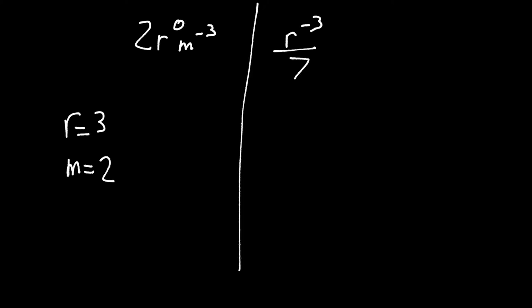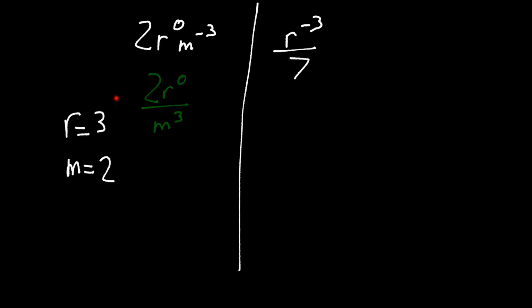Alright, hopefully you tried them. For the first one, I want to first make sure my exponents are positive, so that means I'm going to have to take whatever this negative 3 is attached to and move it to the denominator. Well, it is attached to m, so I'm going to first rewrite this as 2r to the 0 over m cubed.